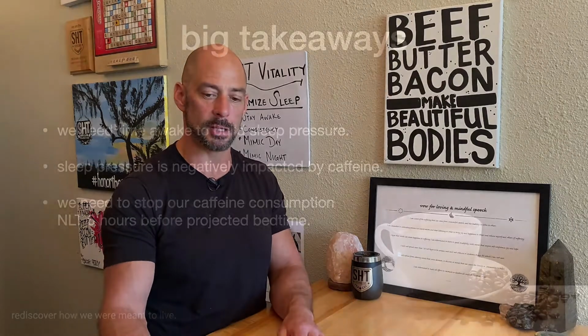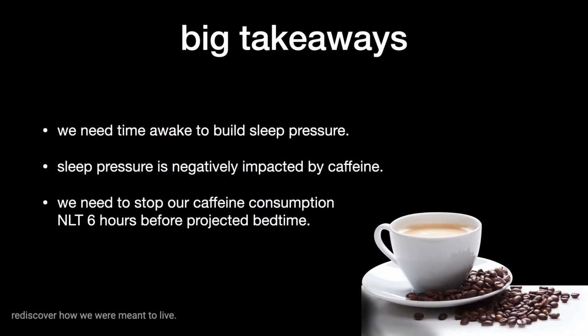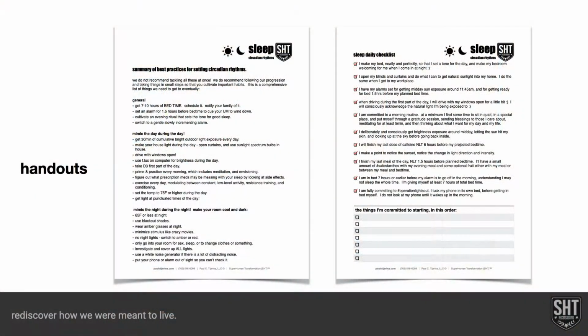So we want to be aware of the fact that this impacts adenosine, and it impacts our desire to go to sleep. And even if you're one of these people that feels like, I can drink coffee right before bed and I still go to sleep, we're talking about quality of sleep here. So it's still a good idea to stop your caffeine consumption about 6 hours before your projected bedtime. All right. So the bottom line, the takeaway from this, is that we need time awake to build sleep pressure, and we also need to moderate our caffeine consumption and stop the caffeine consumption about 6 hours before bedtime.